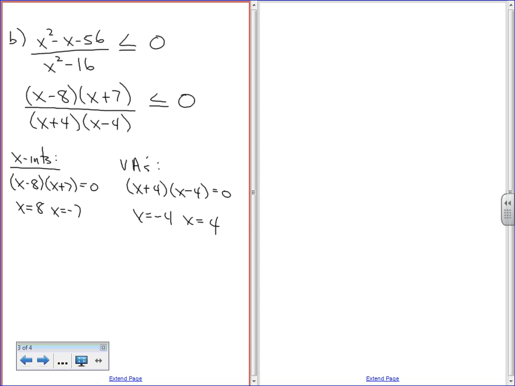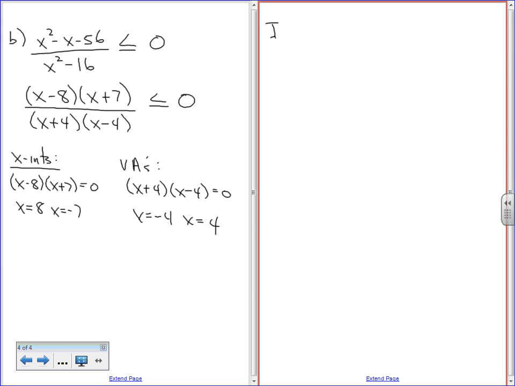Pretty straightforward stuff so far. No questions? So factored, set the numerator equal to 0 to find the intercept, set the denominator equal to 0 to find the vertical asymptote. Now I'm going to set up my interval chart. Okay, so I'm using these 4 values, and I'm starting at negative infinity, and then just listing the values in the order in which they occur.